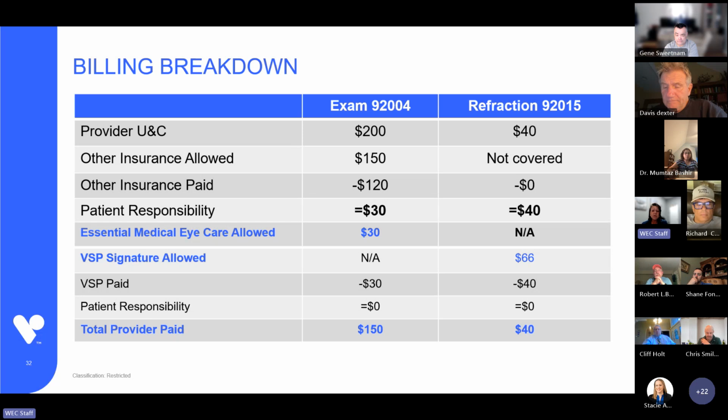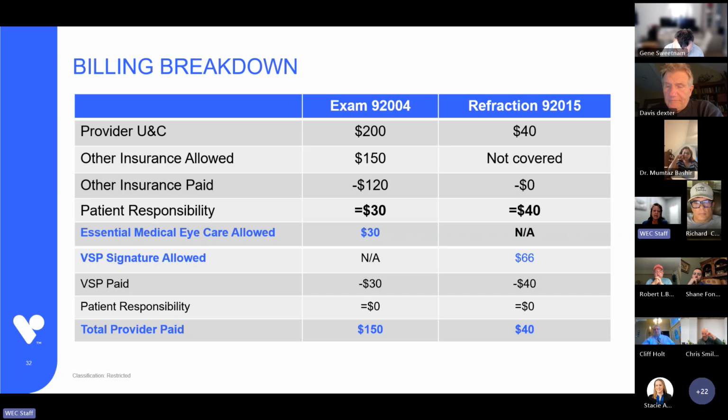If you collected any more than that, it violates your Blue Cross Blue Shield contract or United Healthcare, whatever is that primary medical, because remember, you can only collect up to $150 for a 92004 CPT code. That's what I've contracted with them to say I'll collect just $150. So Essential Medical Eye Care is only going to pay you what's out of pocket for the patient, okay? So the good news, though, is we didn't have to pull that $30 out of the VSP Signature Plan, because remember, you have $66 to play with when that's in the secondary position as well. So that whole 66 can now go to the refraction of 40.